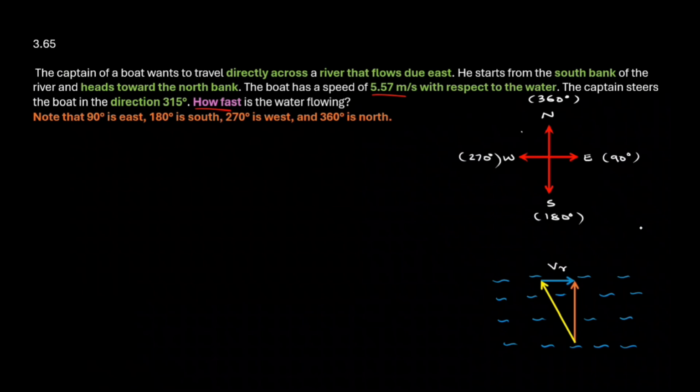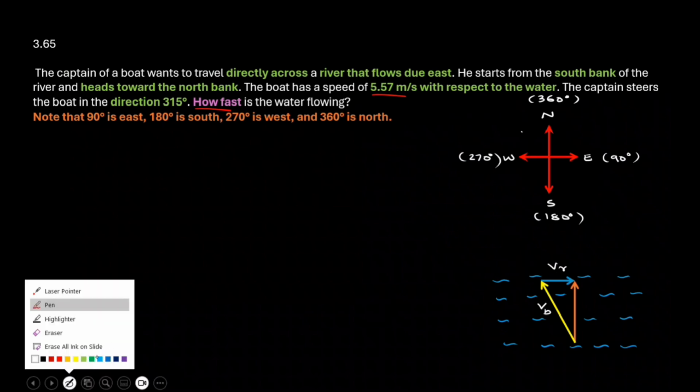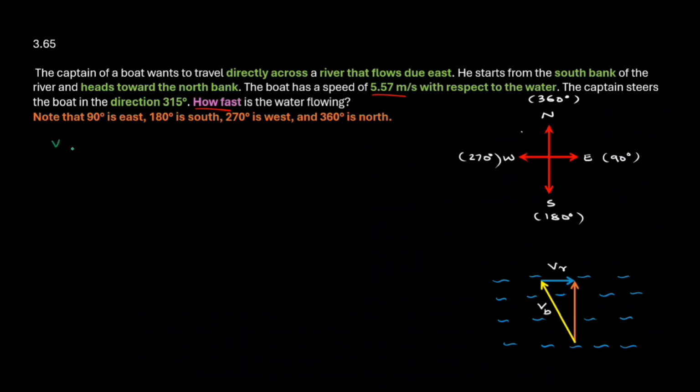We call this velocity of boat. We need to find what is the velocity of river. So let us first write down what is given to us. We have the speed of the boat, which is 5.57 with respect to the water or with respect to the river. And I need to find what is the speed of the water or what is the speed of the river. Now the boat makes an angle of 315 degrees with respect to the vertical.